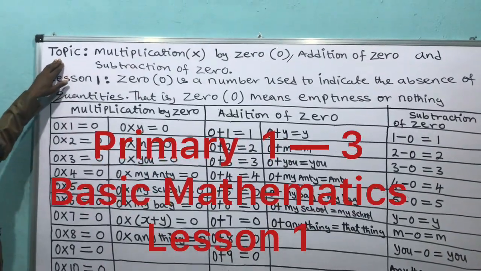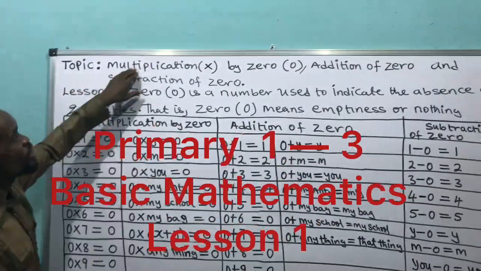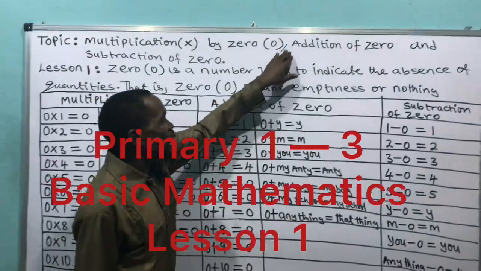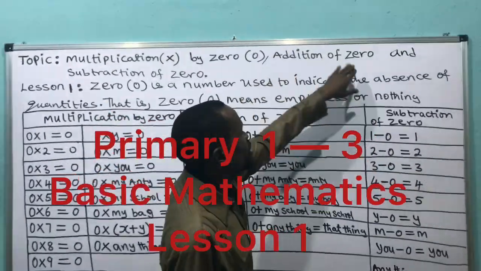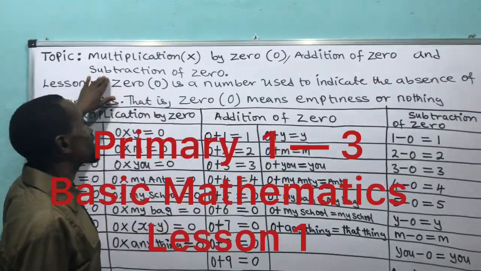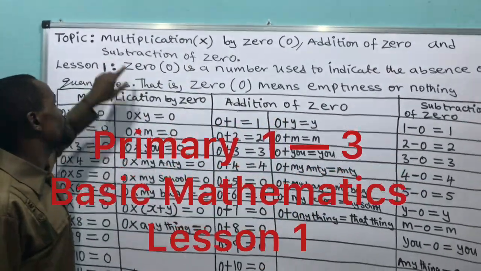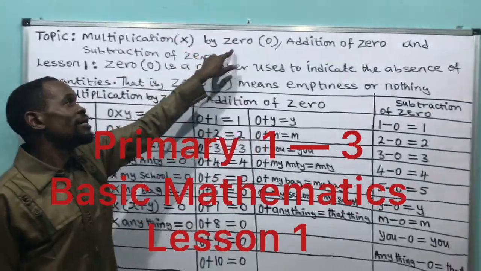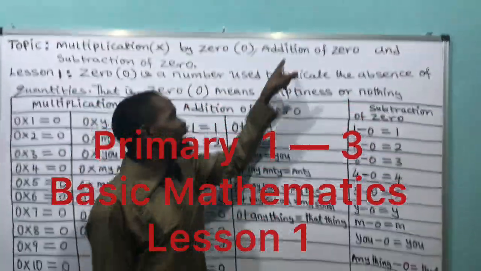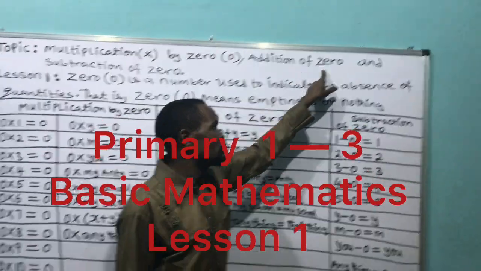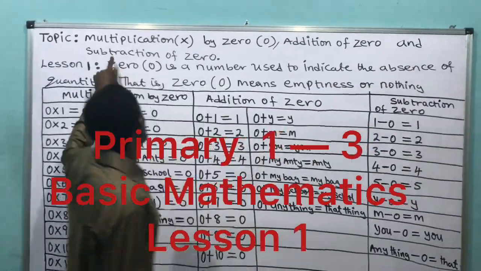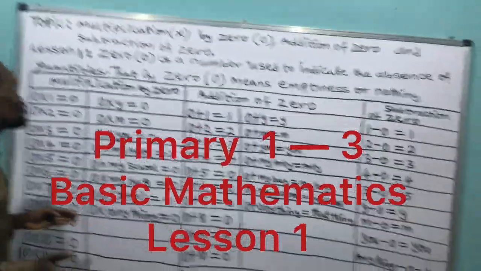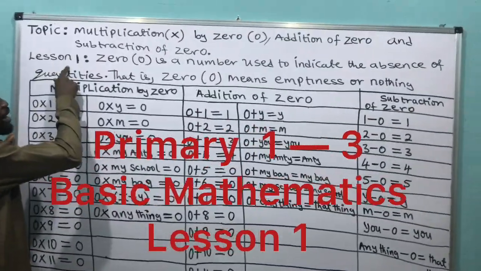The topic we have is multiplication by zero, addition of zero and subtraction of zero. What does it mean? Multiplication, which is times by zero, addition of zero and subtraction of zero. So what we have, children, is lesson one.